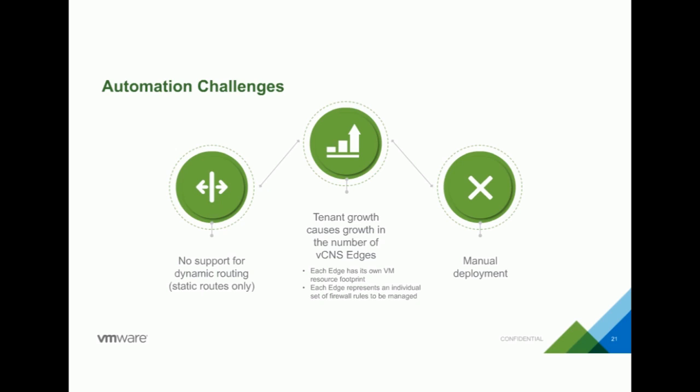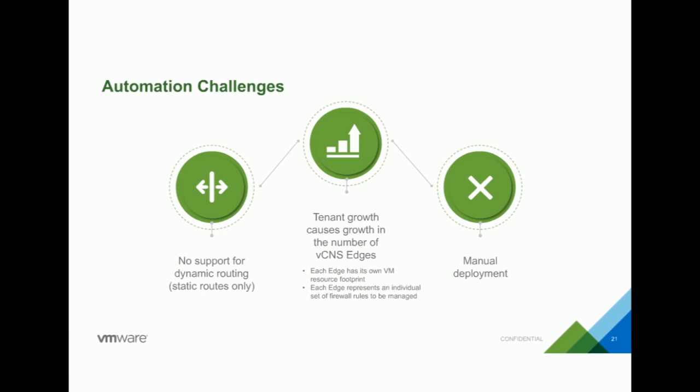And what we found is as we grew, our tenant growth caused us to increase the number of VCNS edges. And a VCNS edge, for those that are familiar with NSX, is a very similar concept. It's a VM that has its own resource footprint, and it runs more stateful services, things like load balancing, firewall, and NAT. You can also use it as an SSL or an IPsec VPN endpoint. So we would deploy one of these for each one of our tenants.